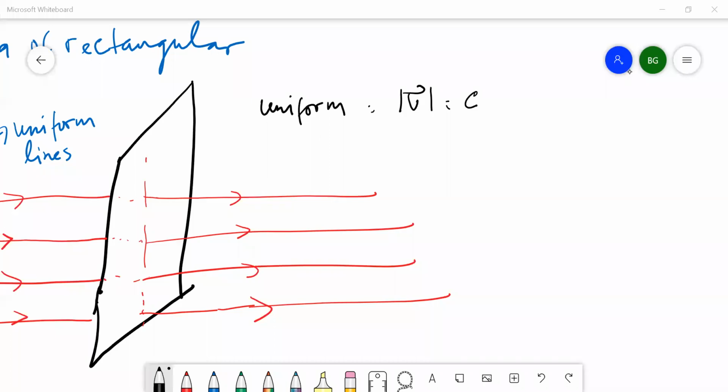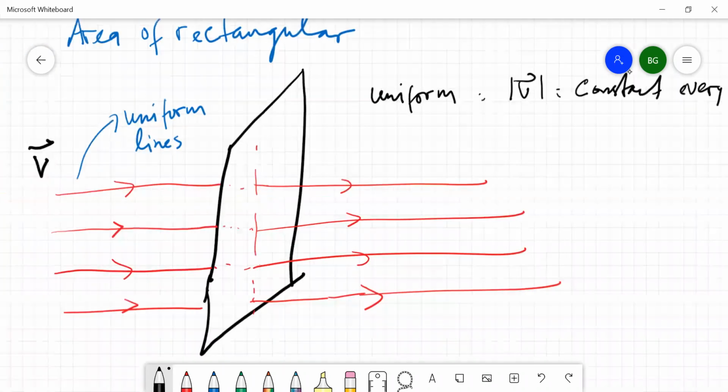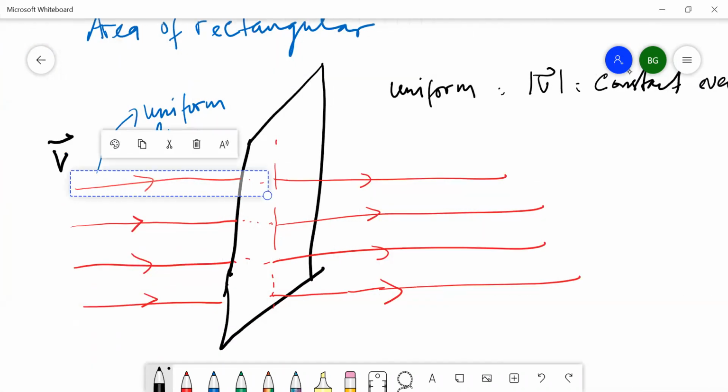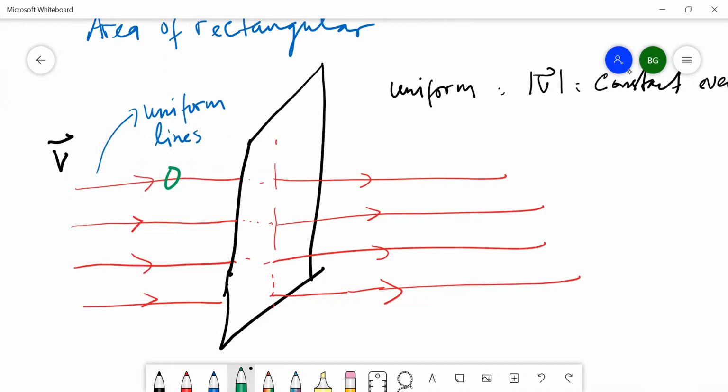So uniformly, the magnitude of the vector is constant everywhere. If you take this line, this line, this line, they have the same magnitude, okay? And this is constant. For example, if V is a unit vector, then everything is a unit vector, something like that.